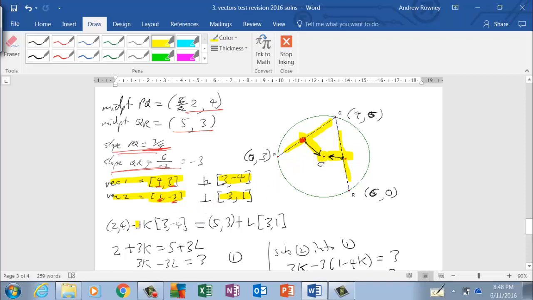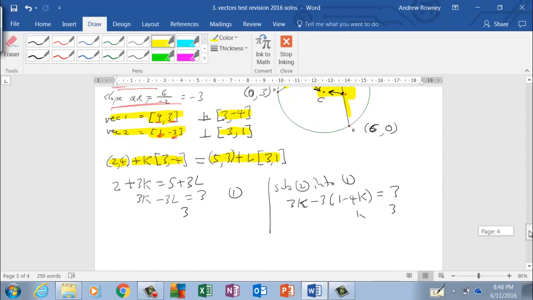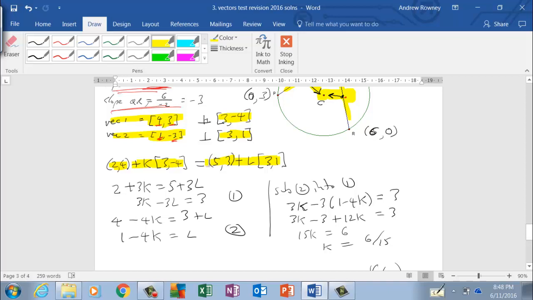So to find the centre, we can now say it's going to come from the midpoint 2, 4 plus a multiple of that first perpendicular vector 3, -4. And the other one is going to come from the point 5, 3 plus a multiple of the perpendicular vector 3, 1. So if we make those two equal, then we're saying that they have to hit the same point, which turns out to be the centre. And then we solve that equation.